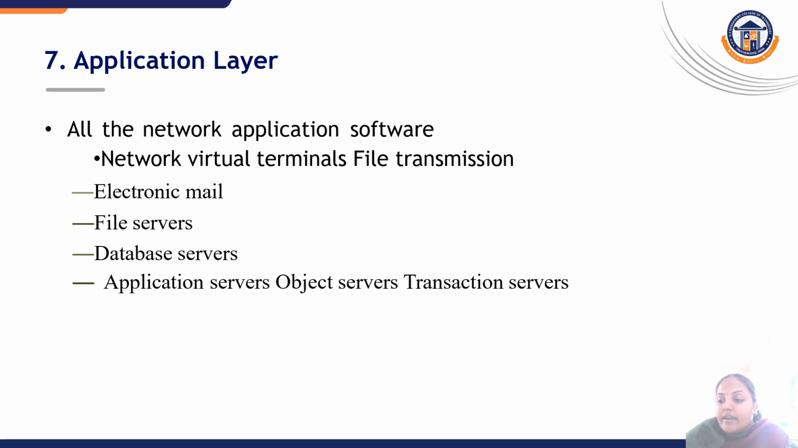The seventh layer is the application layer. This is the topmost layer, the one closest to the end user. It provides network services directly to the user applications such as web browsers, email clients, and file transfer tools. The functions are identifying communication partners, resource availability checking, then synchronizing communications. The protocols at this layer include HTTP, that is for web browsing, FTP for file transfers, then SMTP, IMAP, POP3 for email, then DNS for domain name resolution.